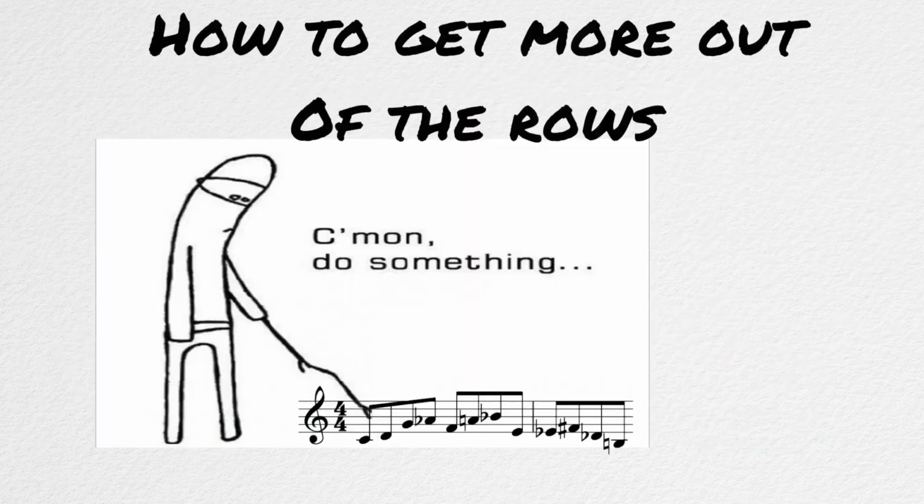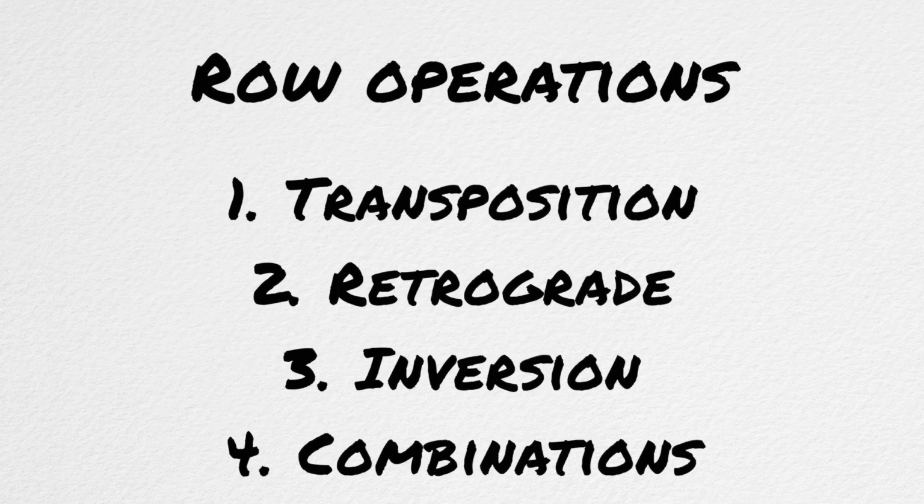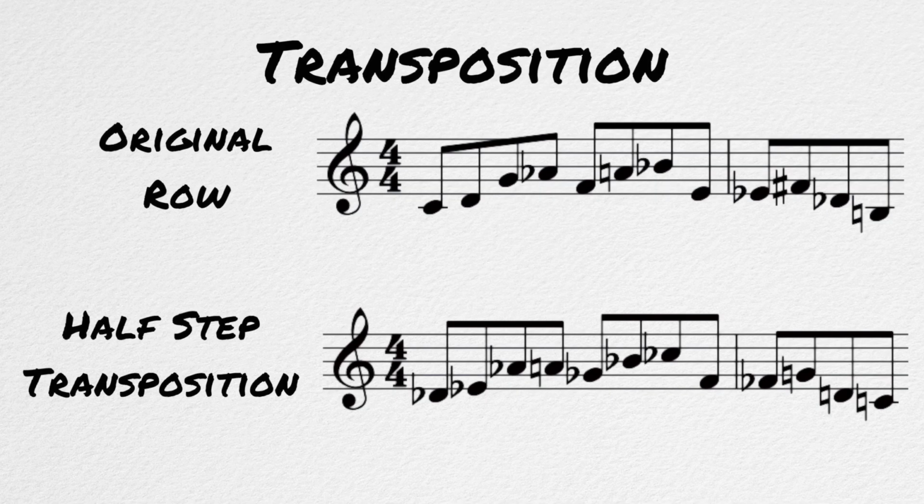What happens when you want to use notes in different orders? It would get boring pretty quick if you just had to use that one row in that order over and over again. Well, there are operations that you can put the row through to help create some more intrigue. The first operation is known as transposition. We can transpose the row to a new pitch level, so all of the notes will change, but the intervals between the notes will stay the same.